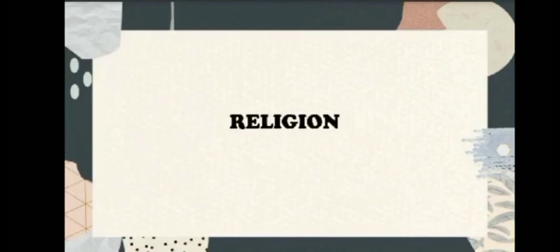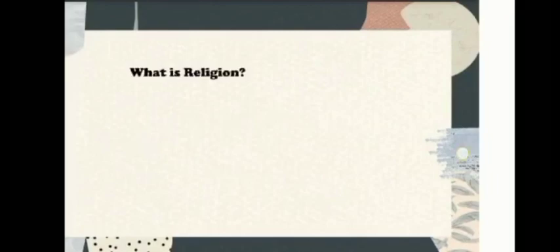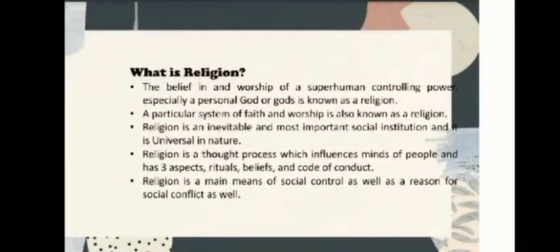Good day, everyone. I'm here to present to you the third basic social institution, which is religion. So, first, what is religion? It is the belief and worship of a superhuman controlling power, especially a personal god or gods. So, all of us have the freedom to choose our religion and believe in the existence of God. A particular system of faith and worship is also known as a religion.